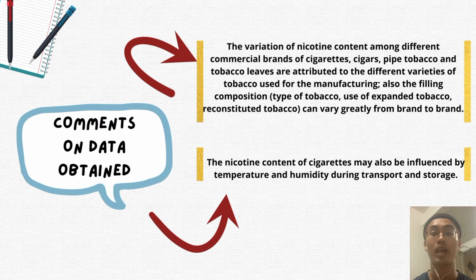As for the comments on the data obtained, the variation of nicotine content among different commercial brands of cigarettes, cigars, pipe tobacco, and tobacco leaf is attributed to different varieties of tobacco used for manufacturing. Also, the filling composition, type of tobacco, and use of expanded or reconstituted tobacco can vary greatly from brand to brand. The nicotine content of cigarettes may also be influenced by temperature and humidity during transport and storage.